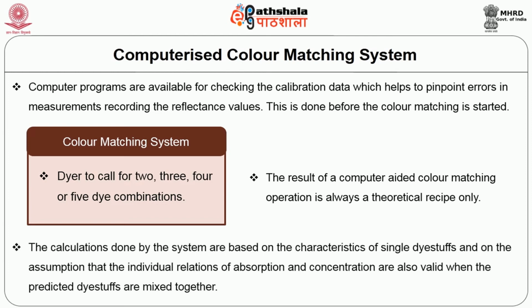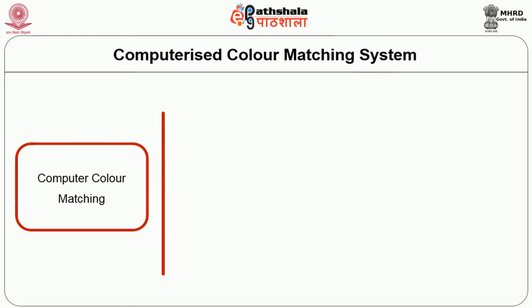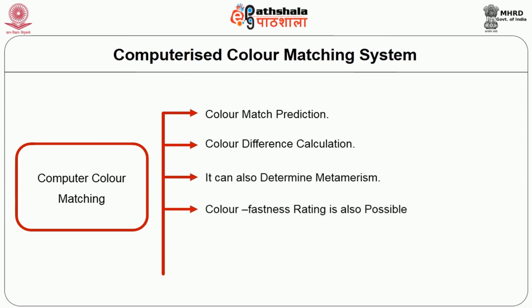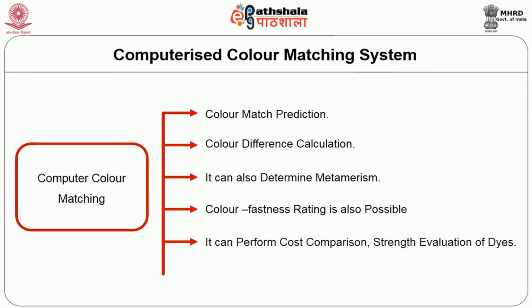The calculations are based on the characteristics of a dyestuff and the assumption that the individual relationship of the absorption of the dyes and the concentration are valid when the dyestuffs are mixed together. Computer color matching systems can do the prediction of color matching and color difference calculations, and can also determine metamerism. Color fastness rating is also possible with color matching systems. It can also work out the cost comparison, strength evaluation of dyes, and the whiteness index.